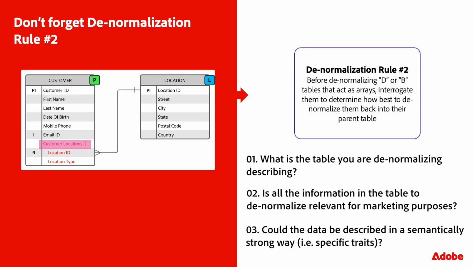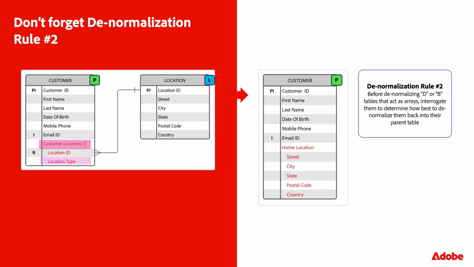So let's look at the array of customer locations for a moment. And you can see here in this table that it looks like it's describing various places maybe someone might live, have stayed, etc. What's interesting is that there's a location type within this table. Could this mean that a customer has a specific location type such as home, business, work, shipping, billing, etc.? If so, does marketing need all of those various types? What if instead all you needed to describe was the home location? Then you could model that array like so.